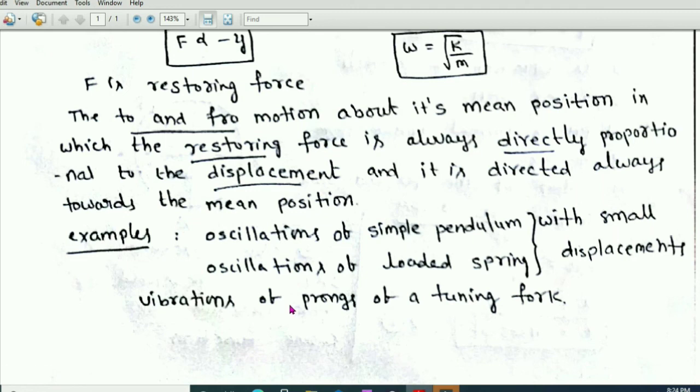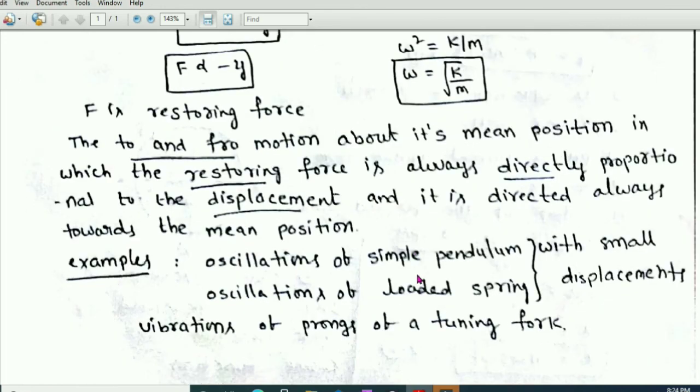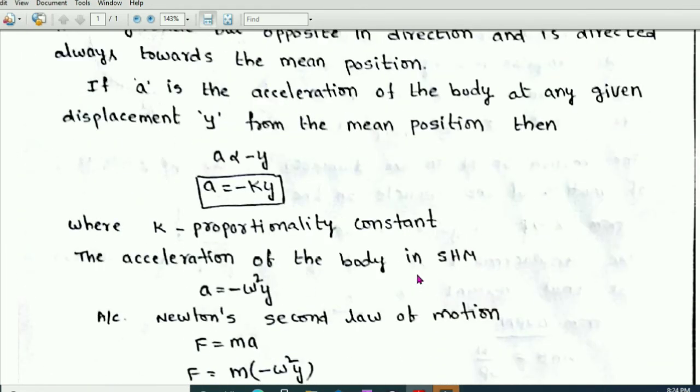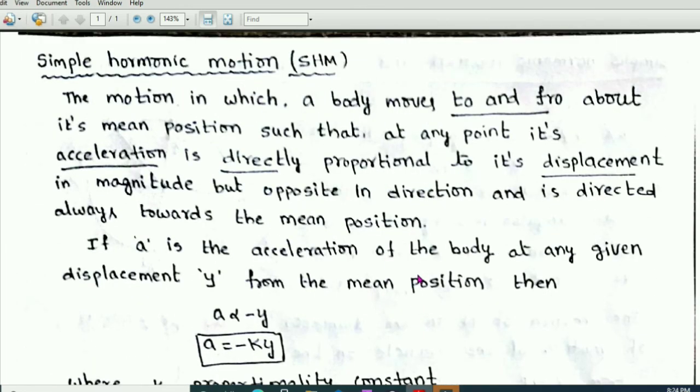Another example of simple harmonic motion is the vibrations of the prongs of a tuning fork. These are some examples of simple harmonic motion. So this is about the definition of simple harmonic motion, the characteristics of simple harmonic motion and examples of simple harmonic motion.